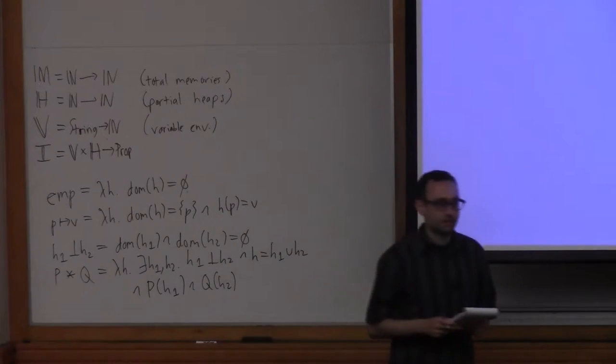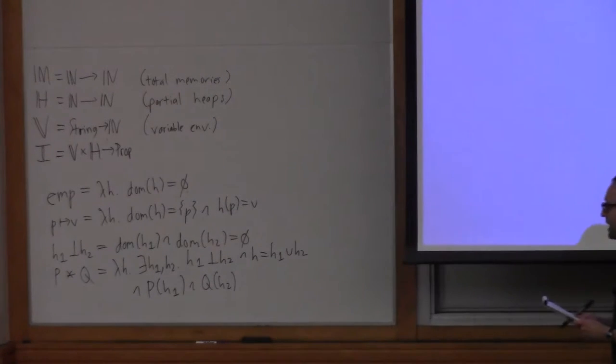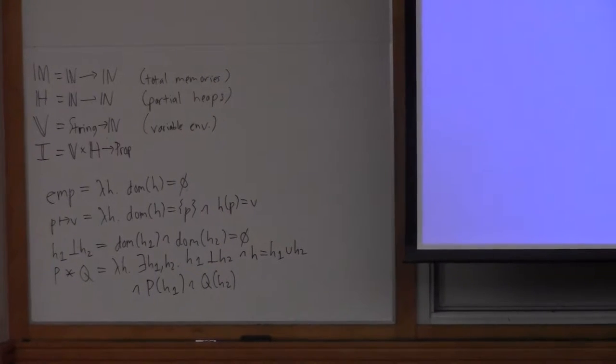So what this says is we're describing the set of heaps H that can be split into two disjoint parts, H1 and H2, such that each of the two sides is compatible with one of the two predicates that we gave as the arguments to the star connective. So let me draw a picture that might help explain the intuition behind this.